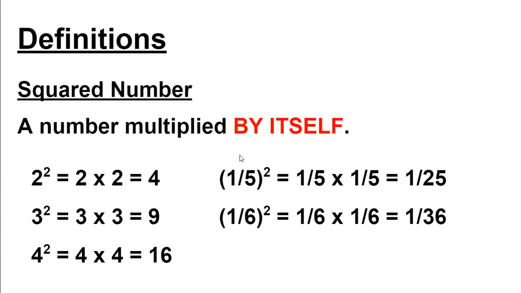You can also square fractions. So for example, 1/5 squared is the same as multiplying 1/5 times 1/5. So that would give you 1 on the top and 25 on the bottom. So you'd have 1/25. The same goes for 1/6 squared. That would be 1/6 times 1/6, which is really 1/36.